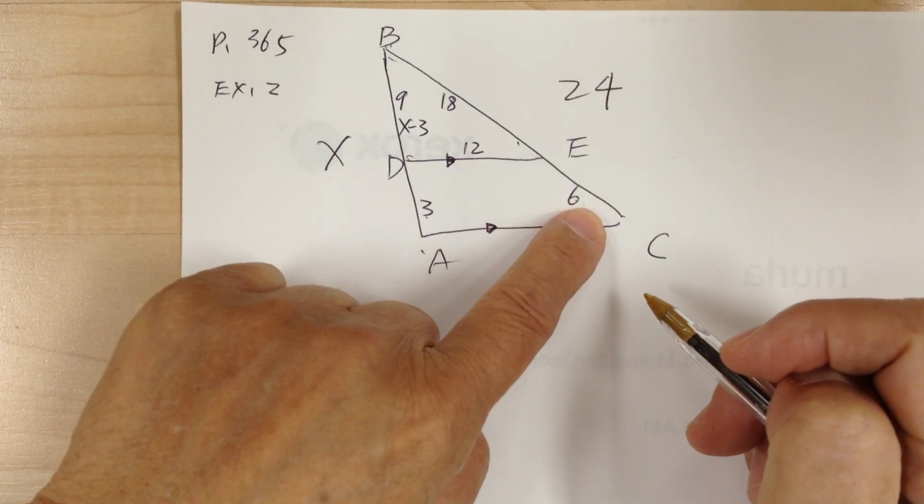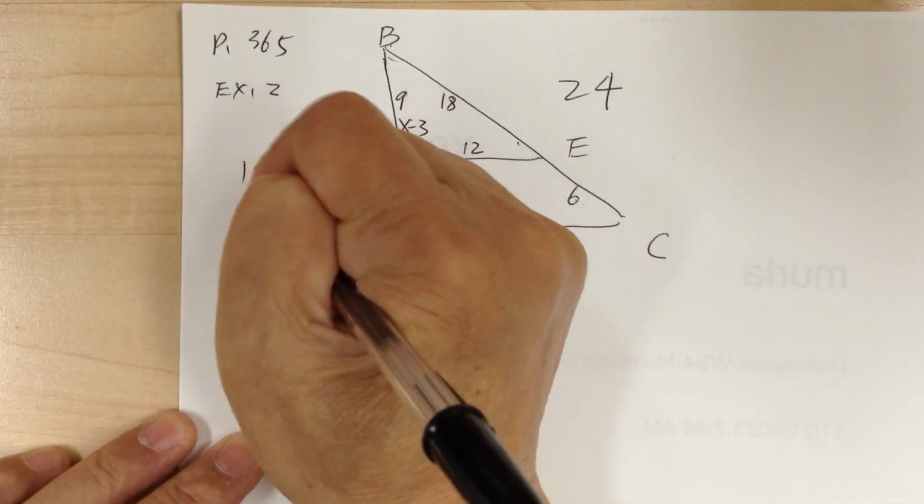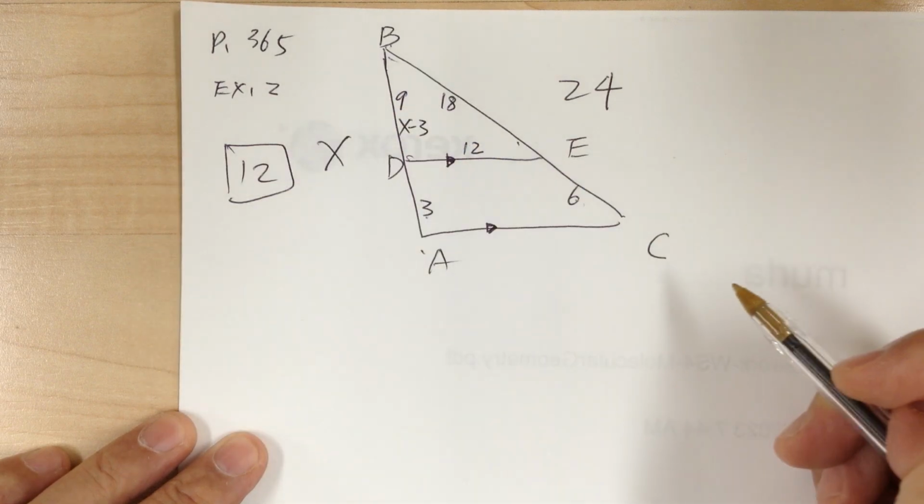Right? Again, this is half of that. So this will be half of that. Okay? And this is 3 and 9. So x equal to 12. Okay? See how easy you can do that?